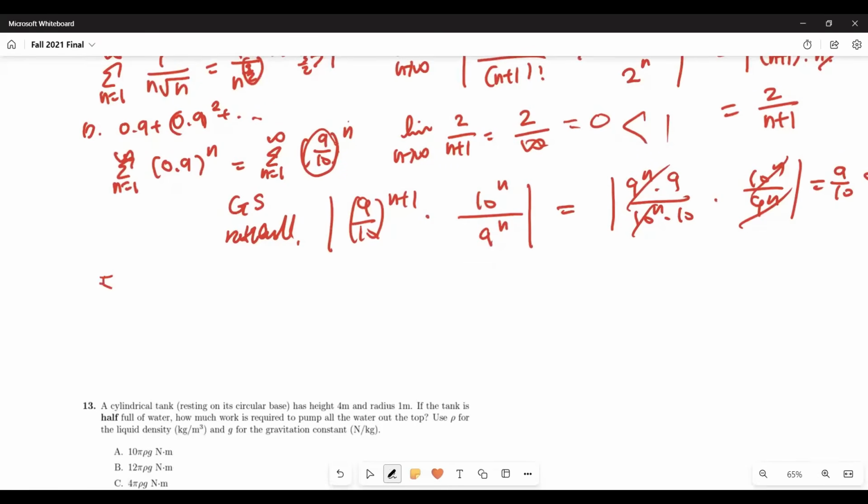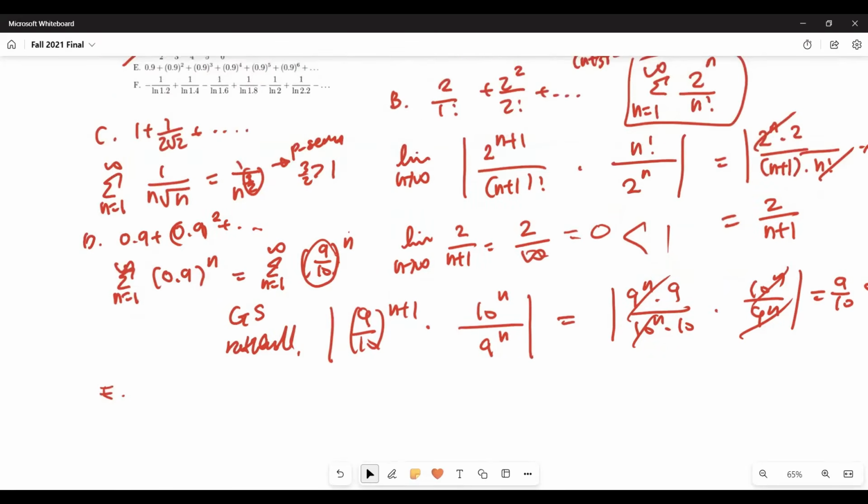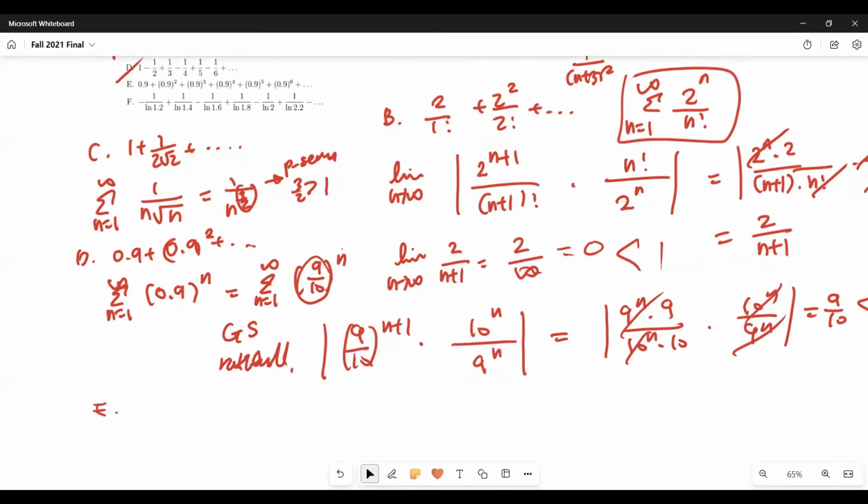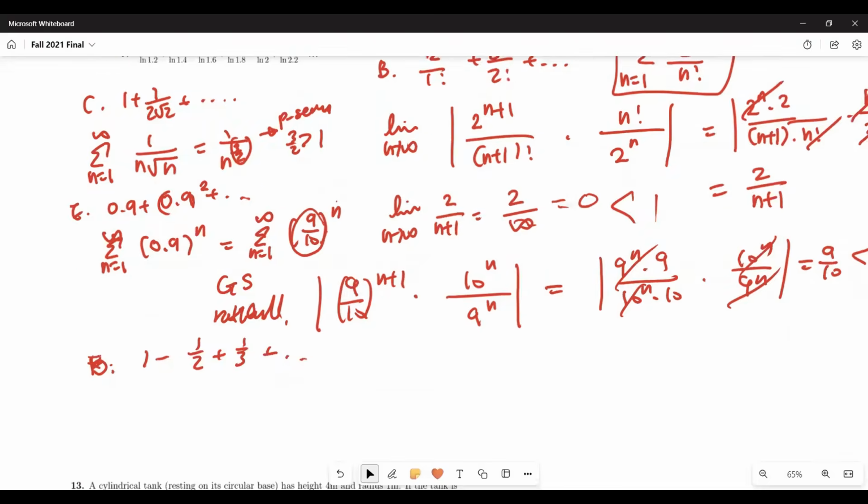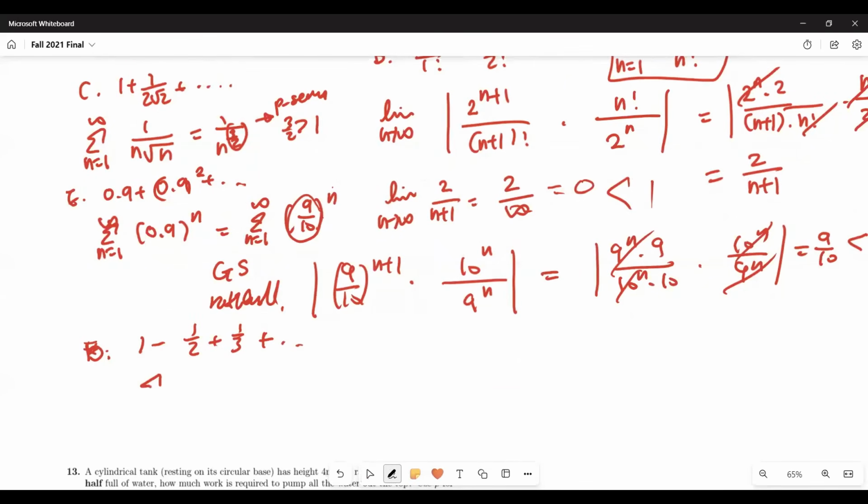Okay, let's try E. Wait, is that E? Oh, that was E, sorry. We didn't do D, I see. I'll do D now. Okay, D. D is 1 minus 1 over 2 plus 1 over 3, and so on. So this is like negative 1 to the n plus 1 power, 1 over n, with n going from 1 to infinity. Okay, we have that form.